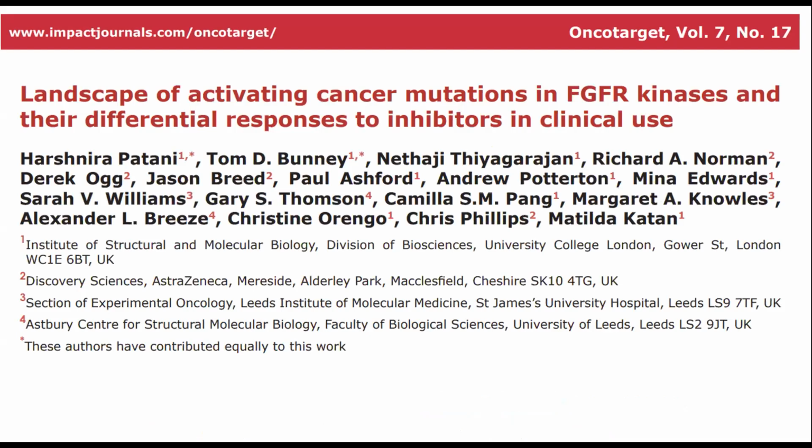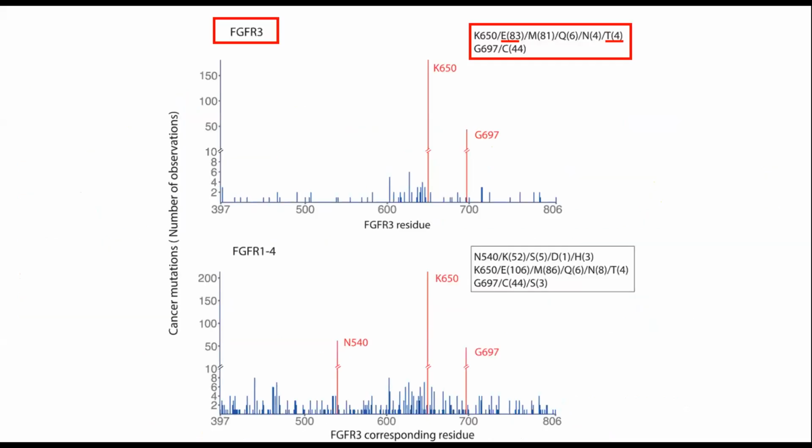This is a very nice Oncotarget paper on the landscape. You know, if you want to get a paper published, you really have to put landscape. As long as you have landscape somewhere in the title, you're in. You're good. All right, and so the top panel is FGFR3, the bottom panel is FGFR1, 2, and 4. And just look at the top panel, you can see at the K650 residue and the G697 residue, those are the two hotspots that had popped up for the FGFR3. Now, if you get granular, look at the very top, the red box.